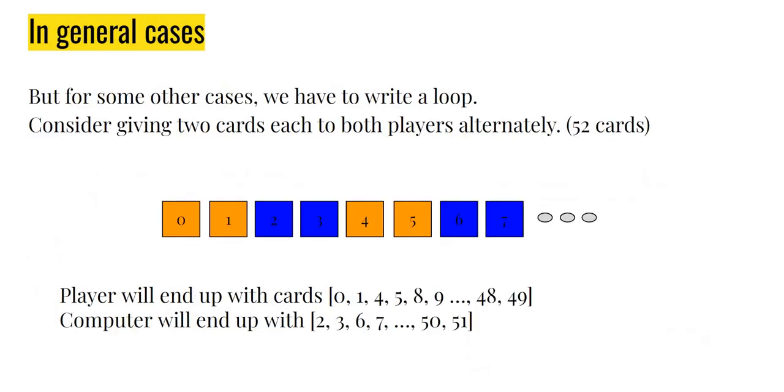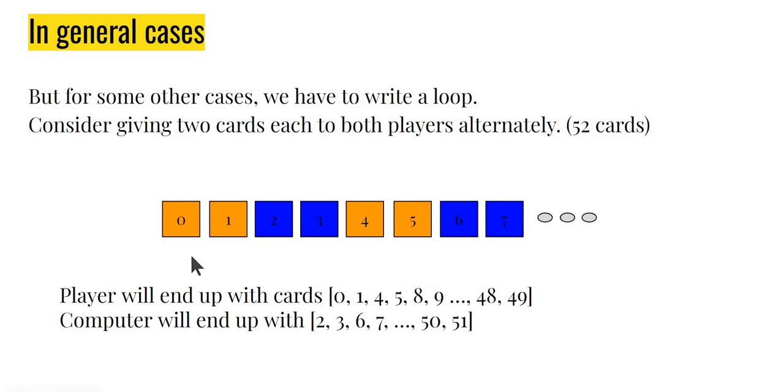However, in a more general case, let me give you an example. Let's say I'm giving 2 cards to both players alternately, and totally 52 cards. For this kind of scenario, we will have to write a loop, and write it quite carefully, because this is not just pure slicing. There's some kind of logic going on here.